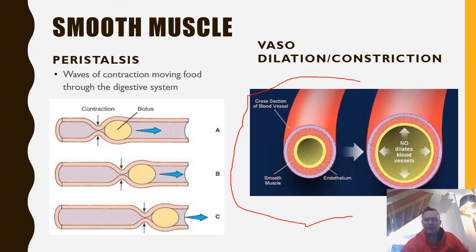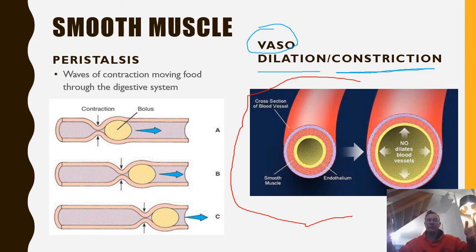So this concept of vaso, meaning blood vessel, and dilation, meaning getting wider, and constriction, getting narrower, is a really important example to state when you're considering that concept of smooth muscle. The smooth muscle in the blood vessel isn't about pumping, it's about slow, sustained contractions that alter blood flow.